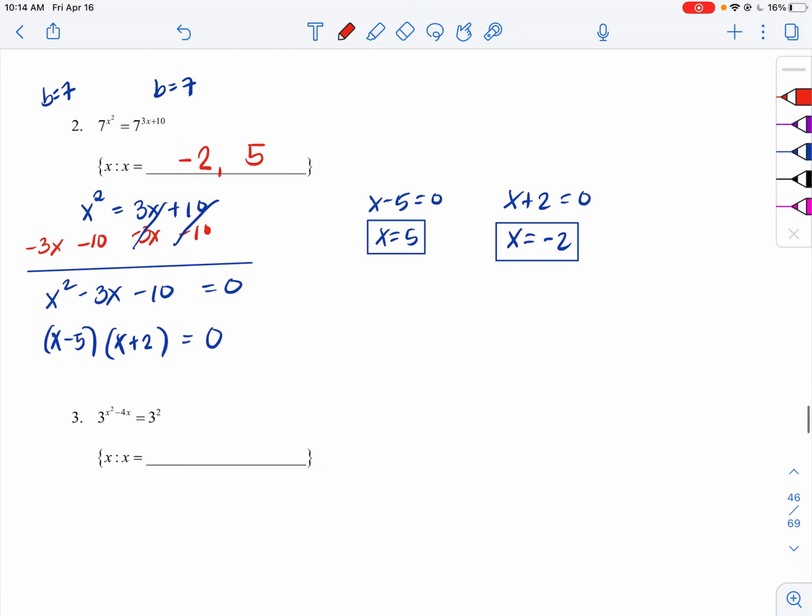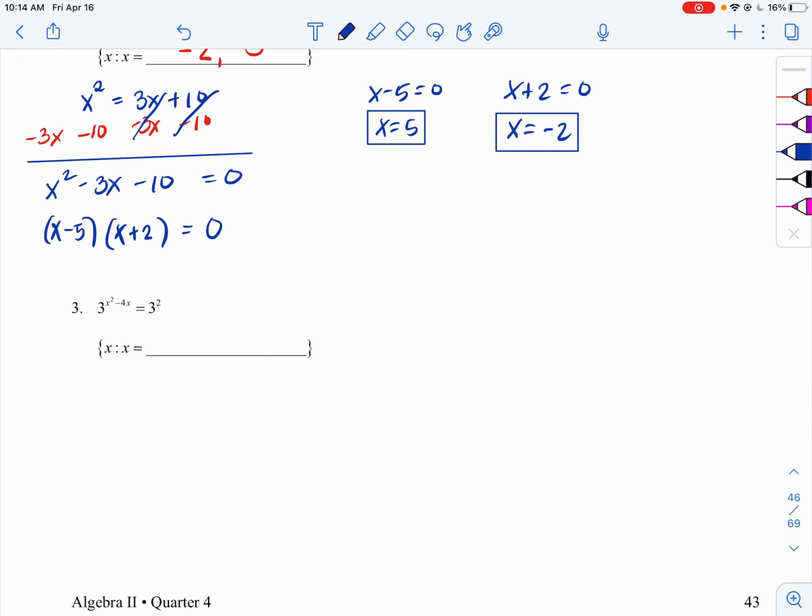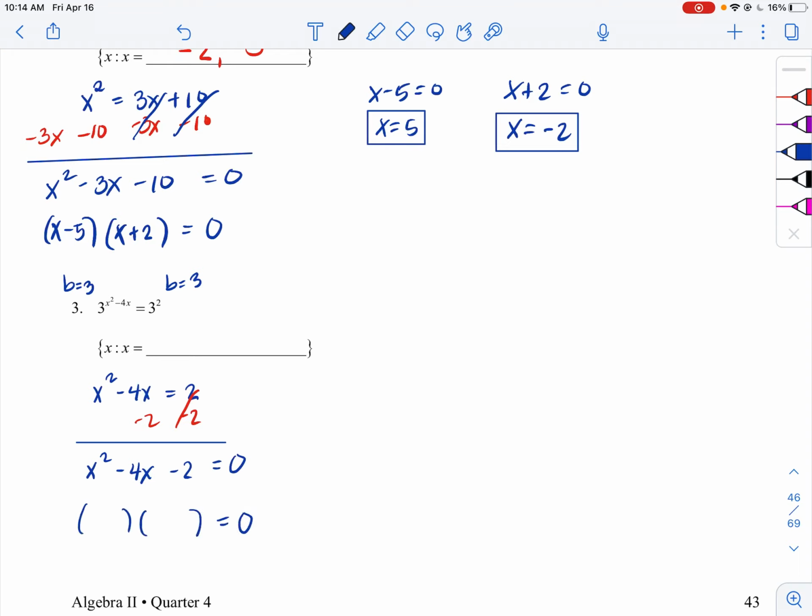Okay, moving on. Number 3, we have a base of 3 and a base of 3 also. So since the bases are the same, I am going to bring down the exponents and I'm going to solve the exponent. So I have x squared minus 4x equals 2. And then, of course, because this is a quadratic, I'm going to subtract 2. And what do we end up with? x squared minus 4x minus 2 equals 0. Then we are going to factor that.